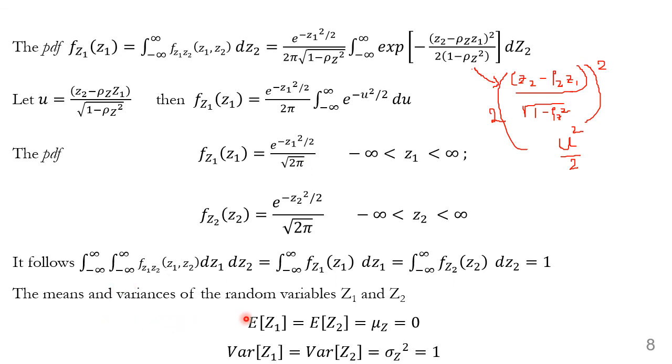The means and variances of the random variables z1 and z2 we can observe for Gaussian bivariate random variables. E of z1 equal to E of z2 is equal to mu z, that is equal to 0. Variance of z1 is equal to variance of z2, that is sigma z square is equal to 1.